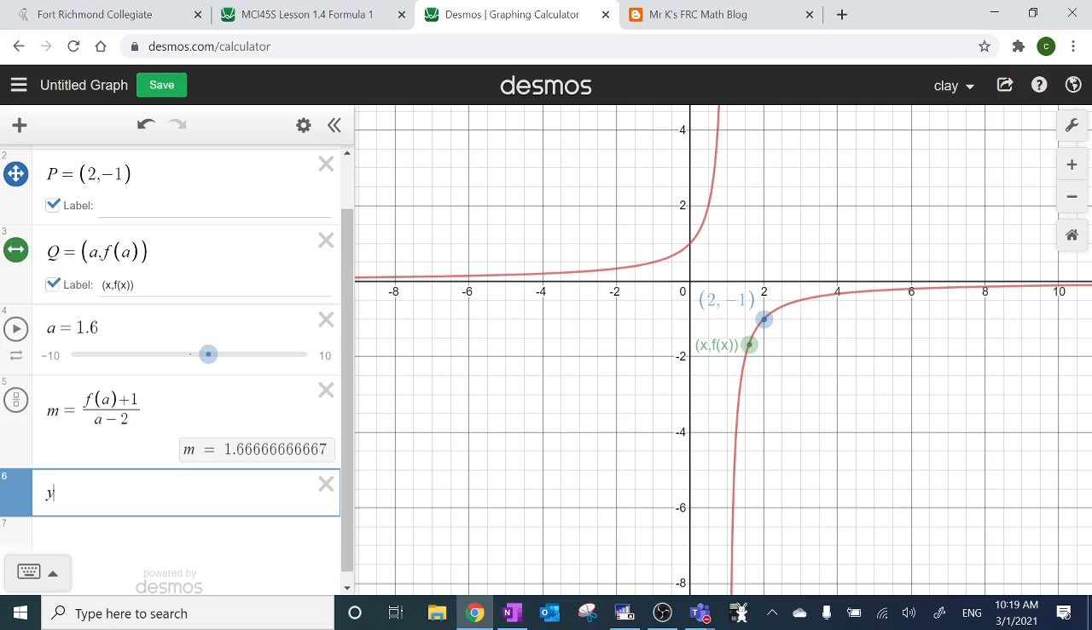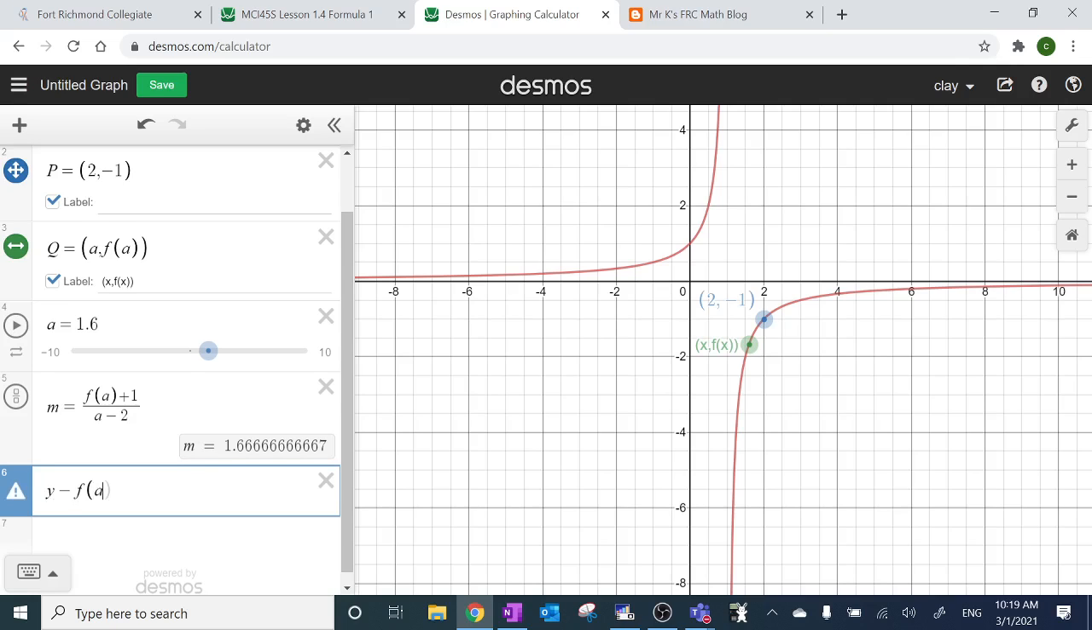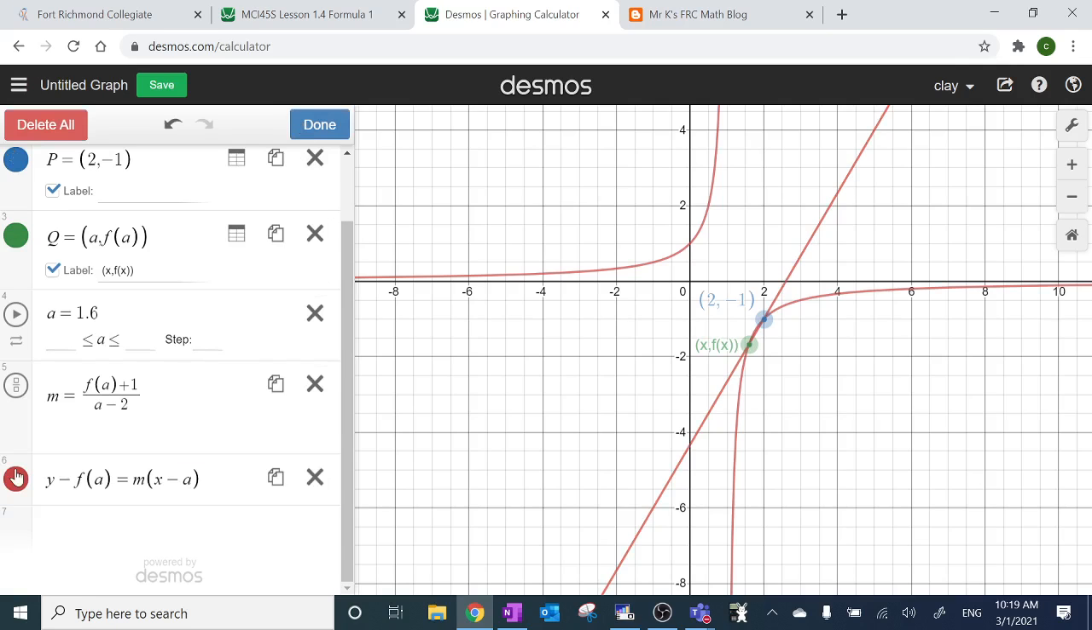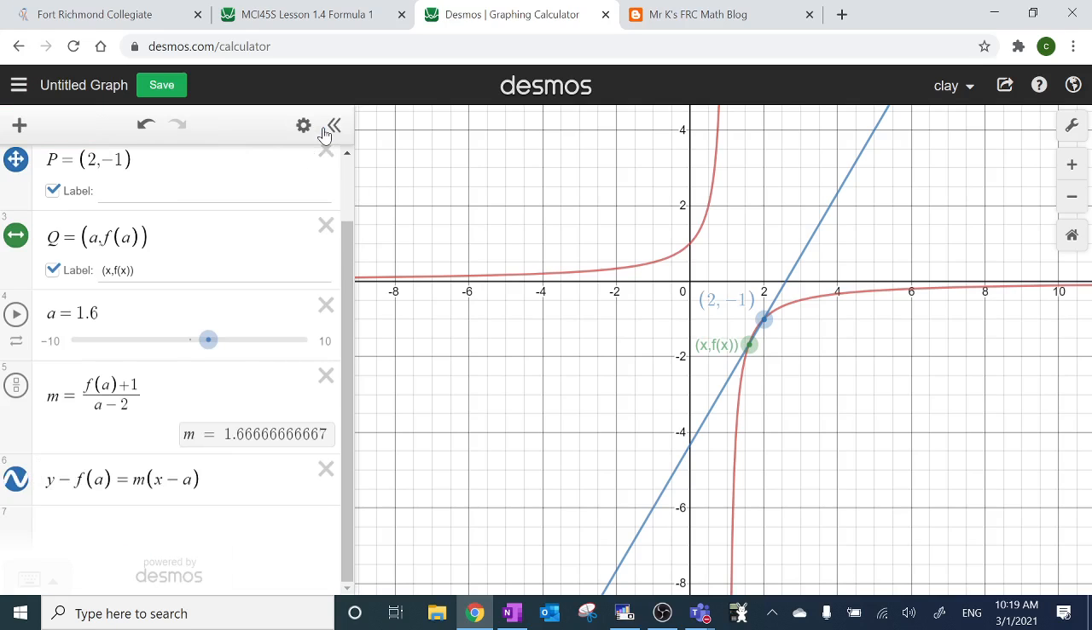You can go y minus f of a equals the slope, which I have defined right here, so the computer will know which one I'm talking about, and then x minus a. And as you can see, oh, whoops, I meant a, not q. There we go. Let's make that a different color, since it's the same color as the graph. Let's make that blue or something. There we go. So, as you can see, the further away I get, the more of a secant it is, and the closer I get, the more it becomes a tangent line.